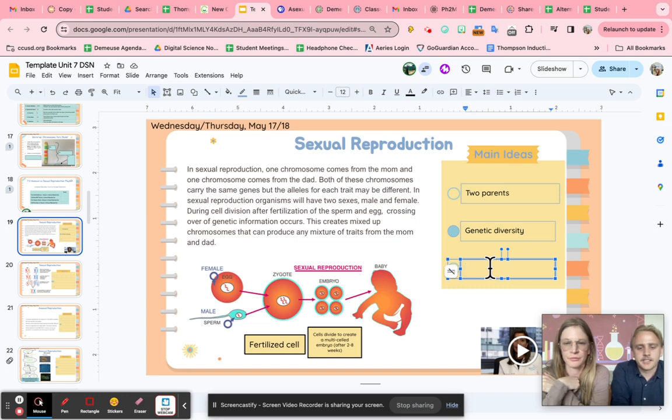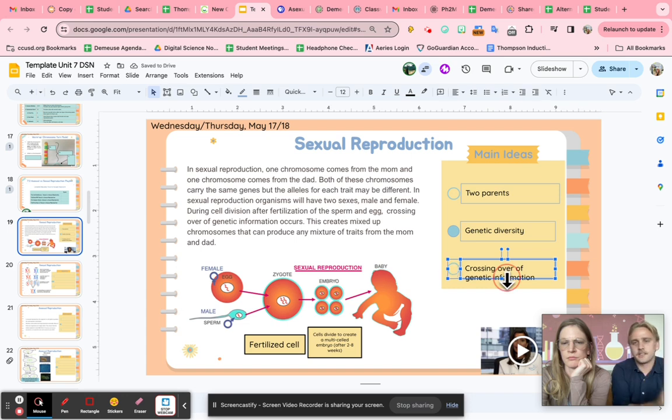And the last main idea would be that there's crossing over of genetic information, which is essentially saying that the mom's genes and the dad's genes mix and the offspring gets kind of a combination of both of them.